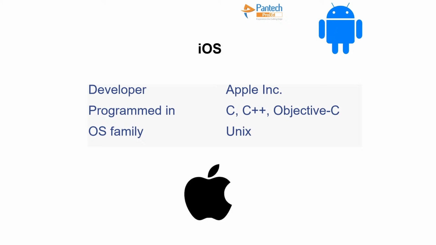It's Apple, with C, C++, Objective-C, and the OS family is Unix. Here you can see we have an OS family not only for iOS. Even if you take Android, we have an OS family.